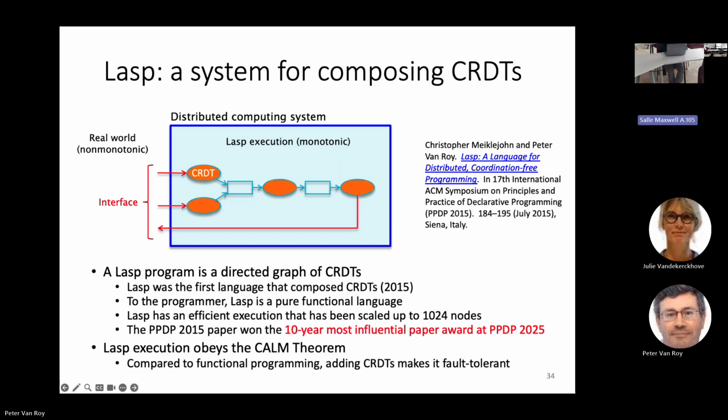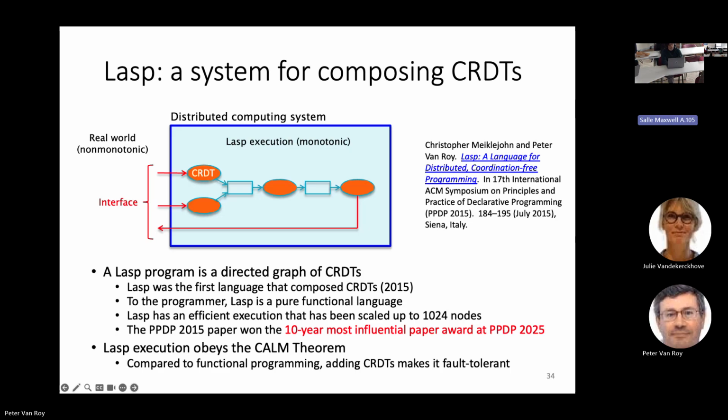So we built a system called Lasp, which is an acronym inspired by Lisp, lattice processing. Whereas Lisp is list processing, here we called it lattice processing. So the Lasp execution here is a directed graph of CRDTs connected by operations. This is the paper we published in 2015 in the Symposium on Principles and Practice of Declarative Programming. This was the first language that composed CRDTs and kept strong eventual consistency.